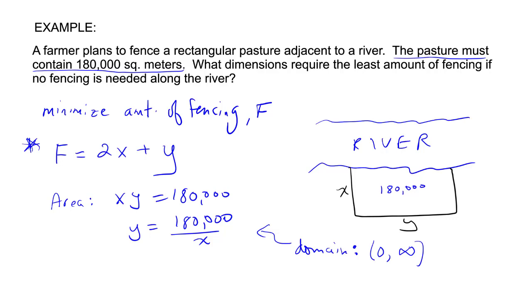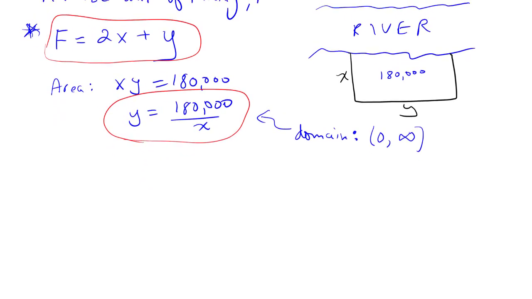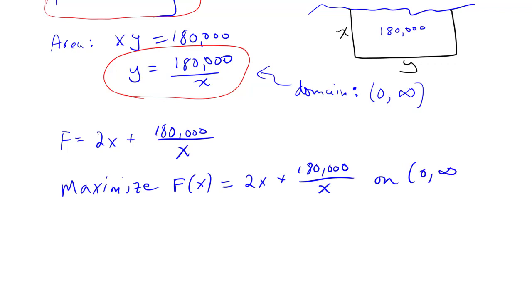So at this point, I have my objective equation and I have a nice constraint, and what I can do is I can put them together to get a function, the objective function, into one variable. So what I'm going to do is just do f is 2x plus, replace y by 180,000 over x, and that's my new objective function. And so my problem really becomes maximize f, which is now just a function of x, 2x plus 180,000 over x on (0, infinity). So I've made it into just an extrema problem.